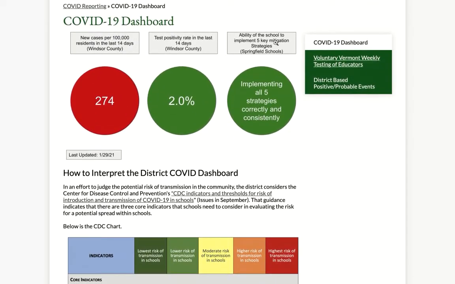So up above, we're going to update this on Tuesdays and Fridays. Those will be the two days. And we're going to use the color codes that you see down here to lay out how we are doing in certain areas. At the moment, you'll notice that in terms of new cases per 100,000 residents over 14 days, we're in the red. But in the other two categories, we're currently in the dark green for both positivity rate in Windsor County over the last 14 days on the 29th, and whether or not we're implementing our strategies correctly and consistently. So that's what we've been tracking.